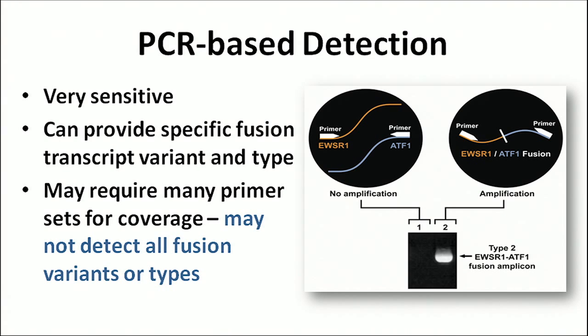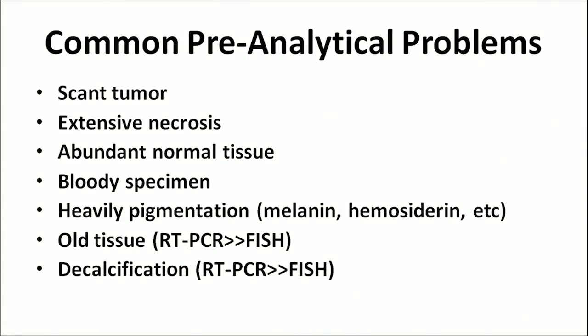PCR-based detection is very sensitive. You need to know what the specific fusion is that you're looking for, and what variant and type you're looking for, in order to design a PCR reaction that will pick that up. For some of the complicated ones like Ewing's, this can require multiple primer sets in order to cover all the different types, and so you just need to be aware of that with this approach.